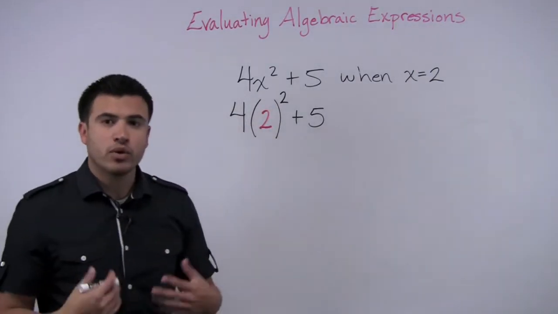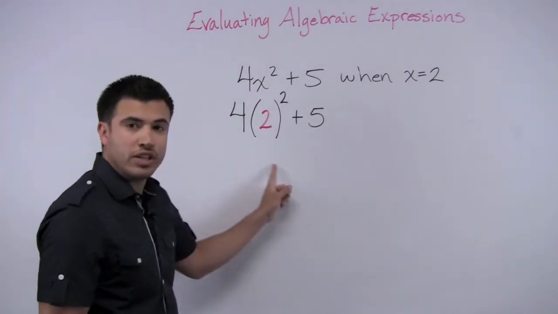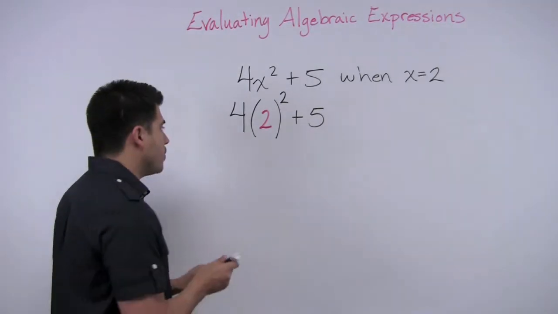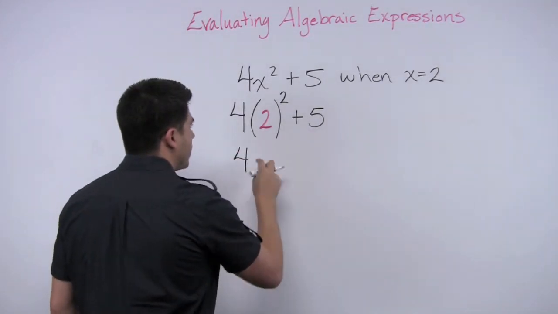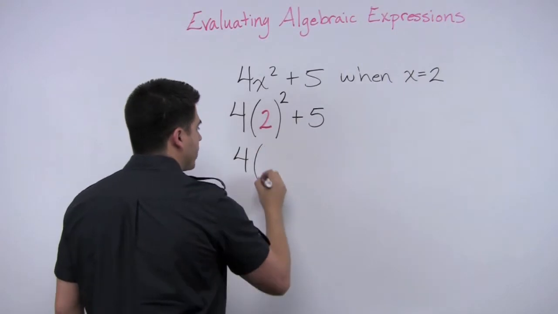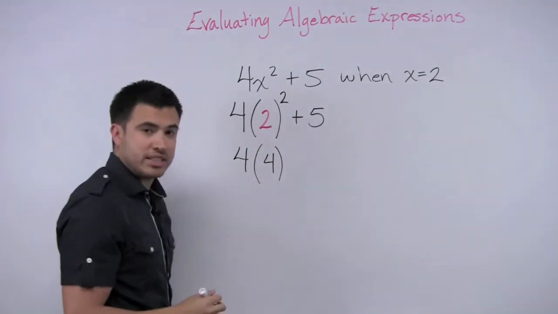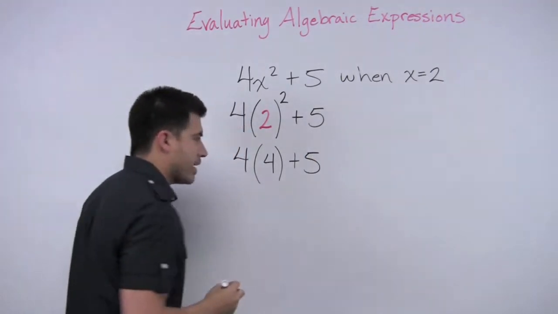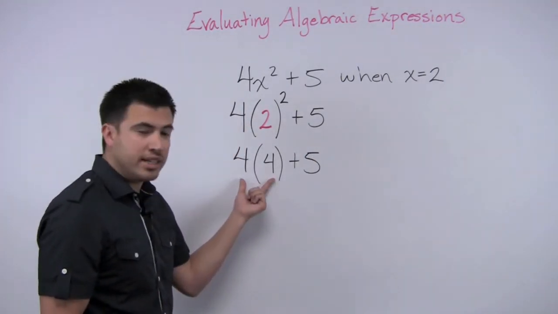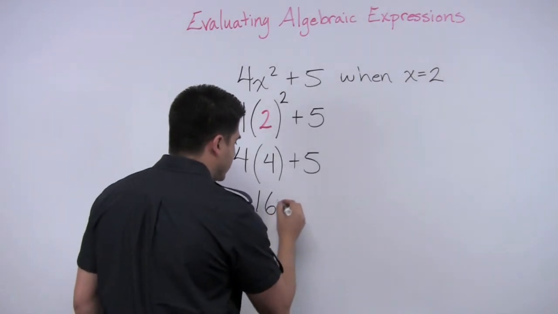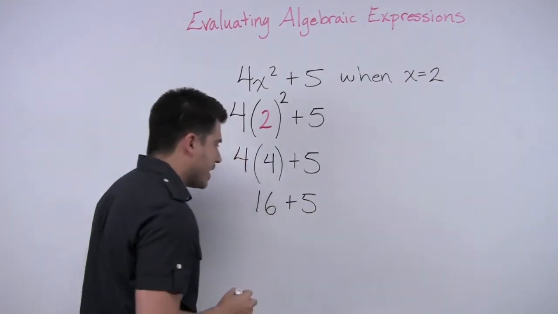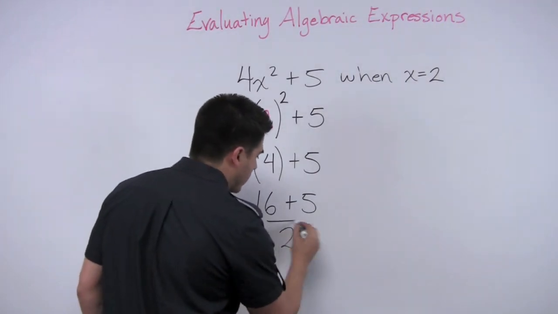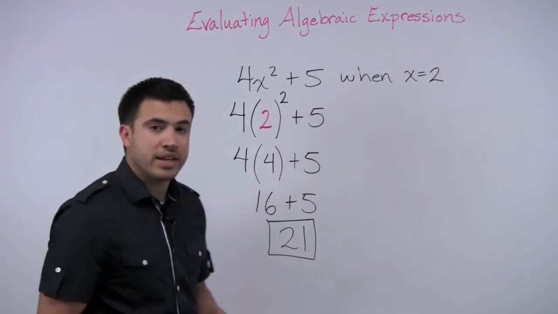Now if we know our order of operations, the first step is to do our exponents. So that will be 4, and then 2 squared would be 4. I'm going to keep that in parentheses because that represents multiplication here, plus 5. Great. Now our next step would be to multiply, so that would be 16 plus 5, and 16 plus 5 would equal 21. So 21 is our answer when we evaluated this expression.